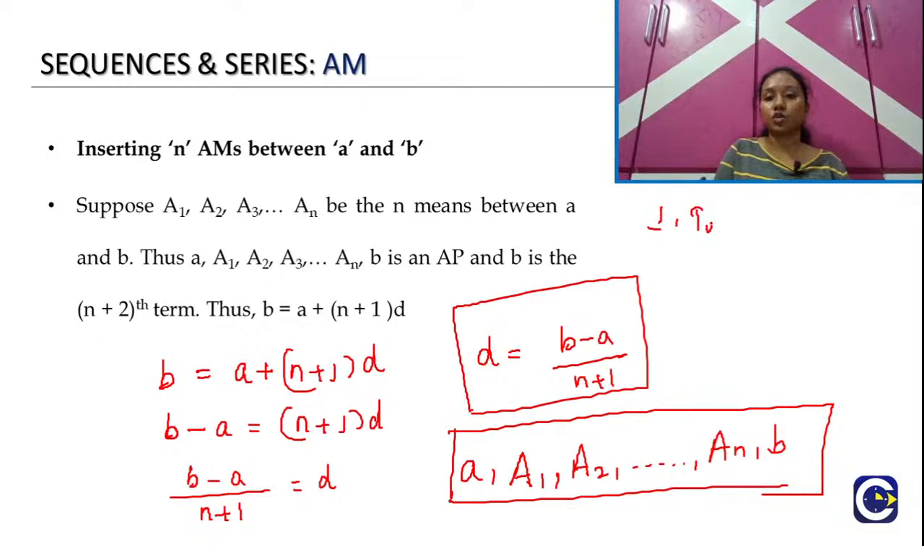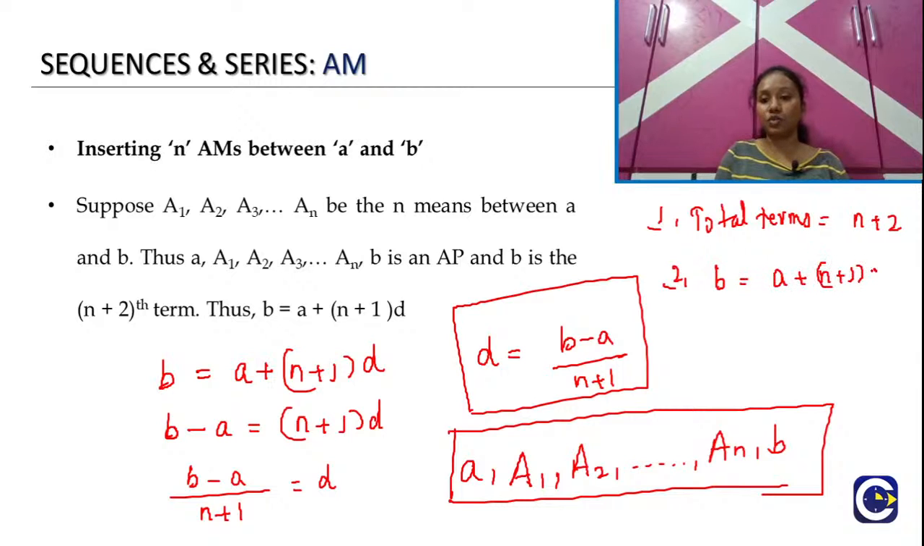First one, total terms will be equal to n plus 2, and the last term which is b equal to a plus n plus 1 into d, and then the common difference d will be equal to b minus a by n plus 1.